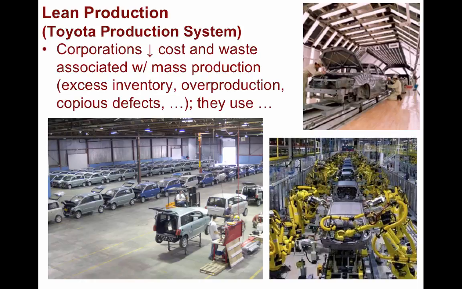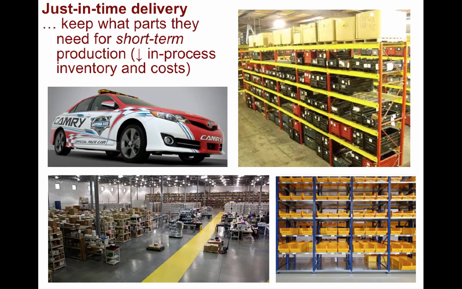Most corporations seek to reduce cost and waste associated with mass production. With the old model, there was an excessive inventory locked away in vast warehouses, overproduction of goods, even in the face of changing demand, and copious numbers of defects. With more modern methods of production, corporations use just-in-time delivery, keeping the parts and components they need for short-term production. This reduces the amount of in-process inventory needed and cuts costs. Certainly, modern transportation and communication technologies have made this possible.